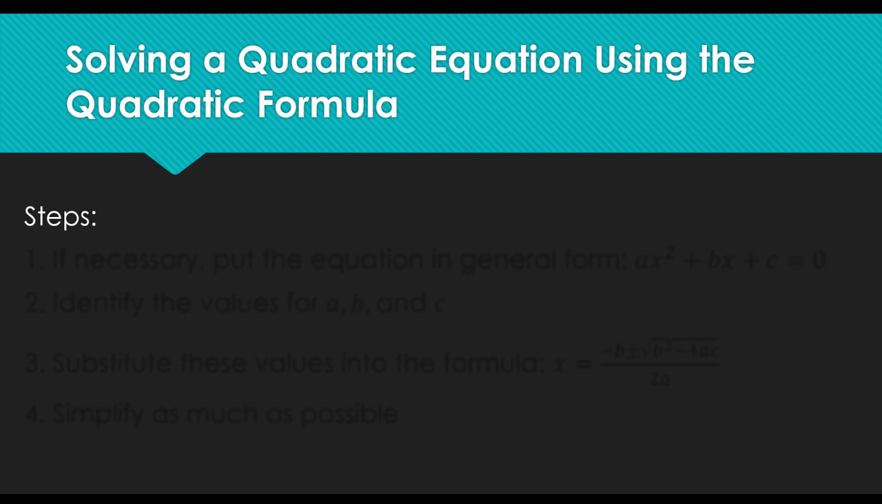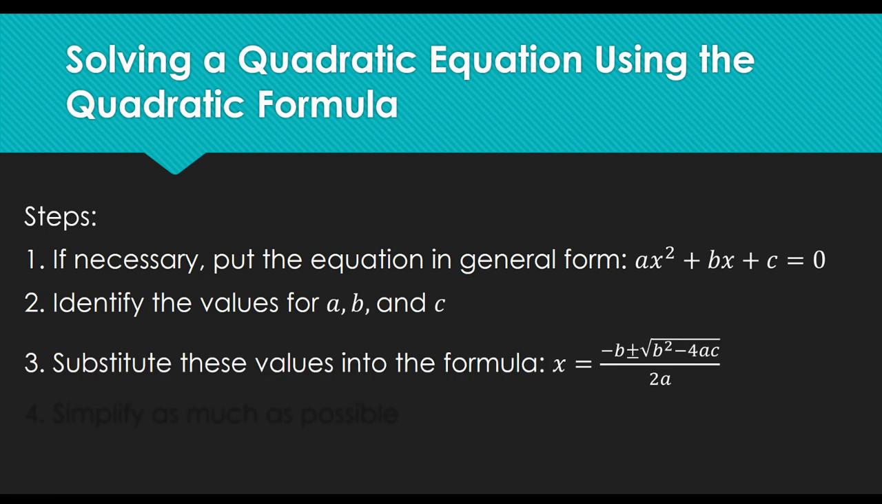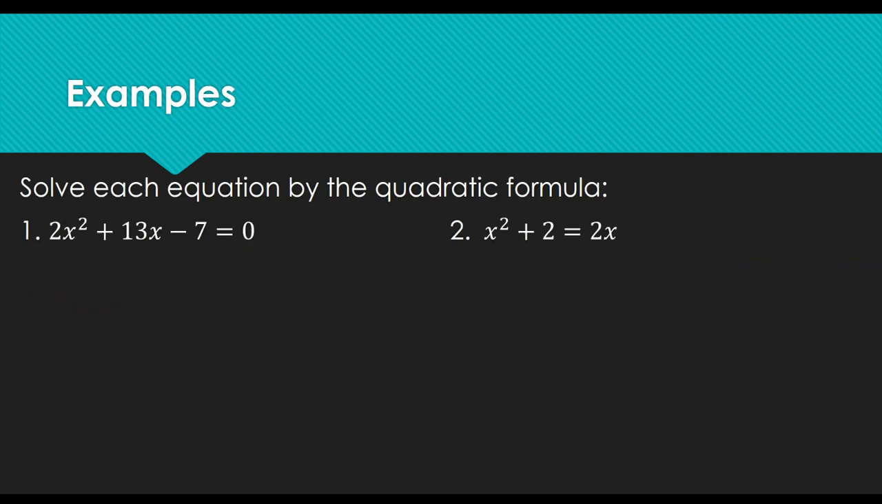So solving the quadratic equation using the quadratic formula, here are the steps. We want to, if necessary, put the equation into general form. So remember, general form means all of the terms to one side and it equals 0. Then we'll identify our values for a, b, and c. And then we'll substitute them into the formula. So our formula is x equals -b plus or minus the square root of b squared minus 4ac all over 2a. So notice that the -b is being divided by 2a as well as everything that was underneath the radical. We'll simplify as much as possible.